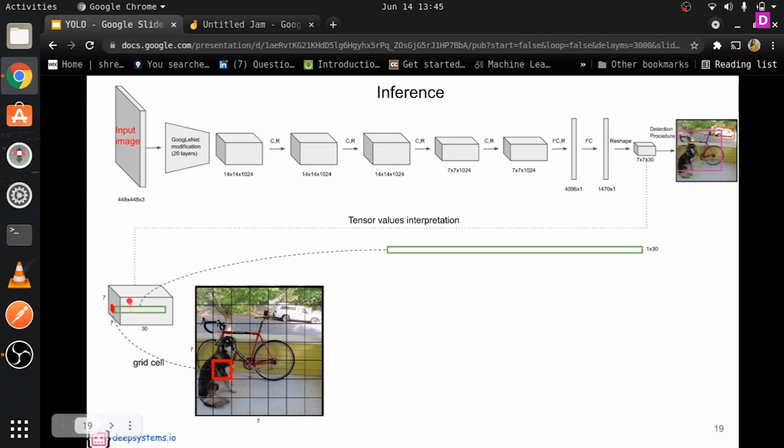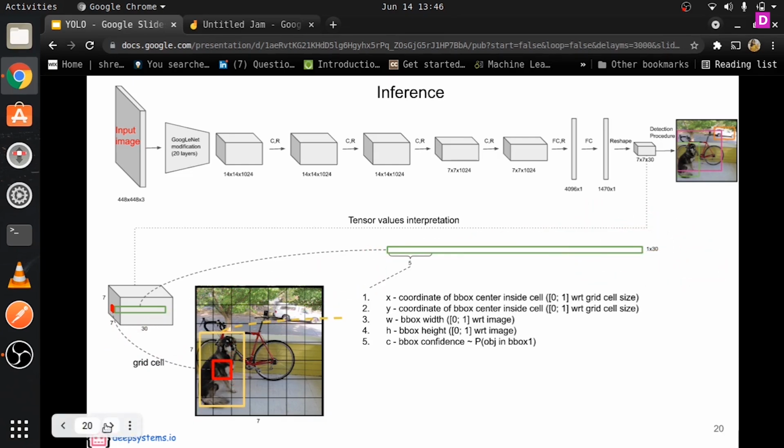Now let us look into what 7 cross 30 actually represents. Here 7 cross 7 is there, but since we are using only 1 grid, that is 1 cross 1. So 1 cross 30, what does this represent actually? The first 5 features are basically the features of the yellow bounding box.